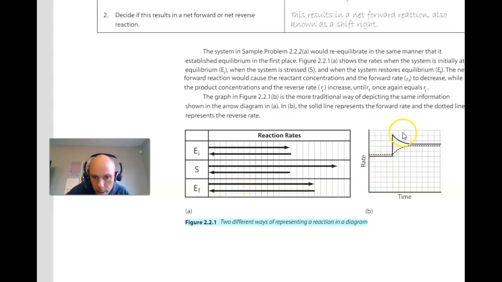That's shown over here in 2.2.1b, where when reactant is added, the forward rate goes up. Then, as reactant is being consumed, the forward rate decreases, the reverse rate increases, and eventually they find each other. Because this is rate on the y-axis, at equilibrium, those two lines should meet because the rates of the forward and reverse reactions at equilibrium are the same. If this were concentration on the y-axis, of course, those lines would flatten out, but they wouldn't necessarily meet each other.